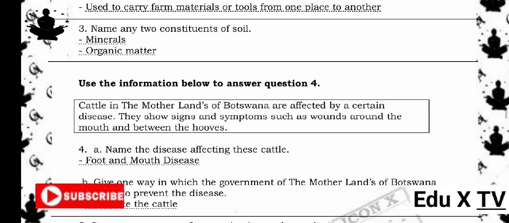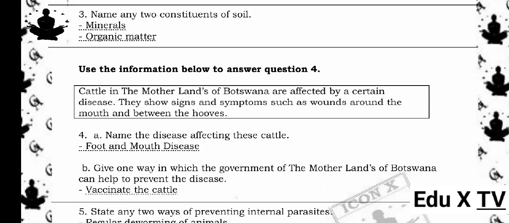3. Name any two constituents of soil. Inorganic matter. Organic matter. Use the information below to answer question 4. Cattle in the motherlands of Botswana are affected by a certain disease. They show signs and symptoms such as wounds around the mouth and between the hooves. 4. A. Name the disease affecting these cattle. Foot and mouth disease. B. Give one way in which the government of the motherlands of Botswana can help to prevent the disease.